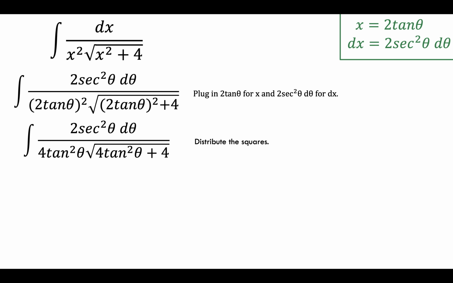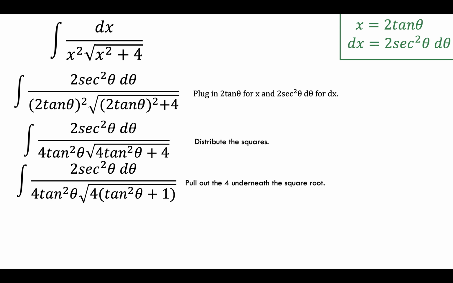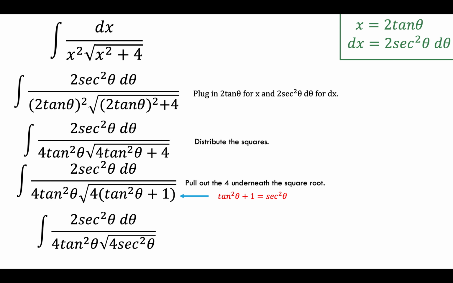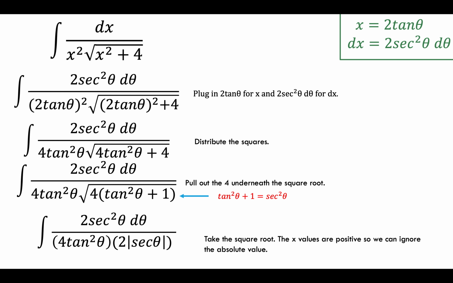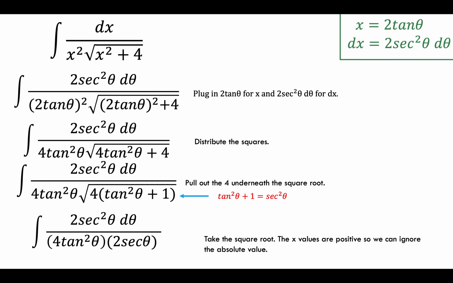Then we need to distribute the squares in the denominator. Within the square root in the denominator, we can pull out the 4, and we are left with tangent squared theta plus 1, which is also equal to secant squared theta. We can replace that, and then take the square root. With us taking the square root, we are left with 2 times the absolute value of secant theta. But the x values are positive, so we can just ignore the absolute value. We are left with this integral.